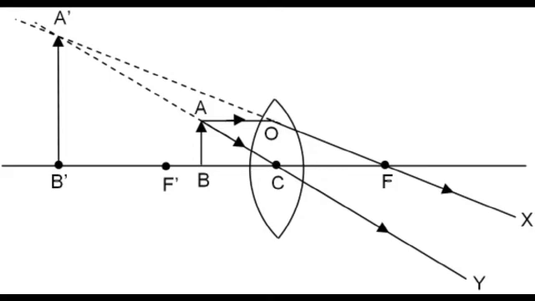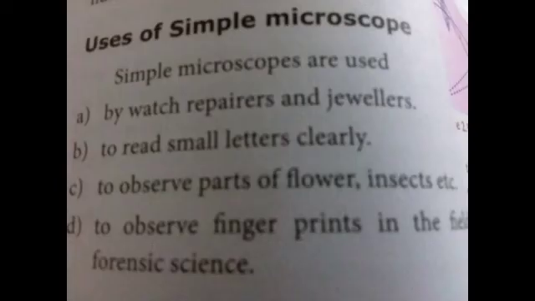The image formed is on the same side of the object, at a distance equal to the least distance of distinct vision D. For a normal human eye, D is equal to 25 cm. Uses of simple microscope: simple microscopes are used by watch repairers and jewelers to read small letters clearly, to observe parts of flowers, insects, etc., and to observe fingerprints in the field of forensic science.